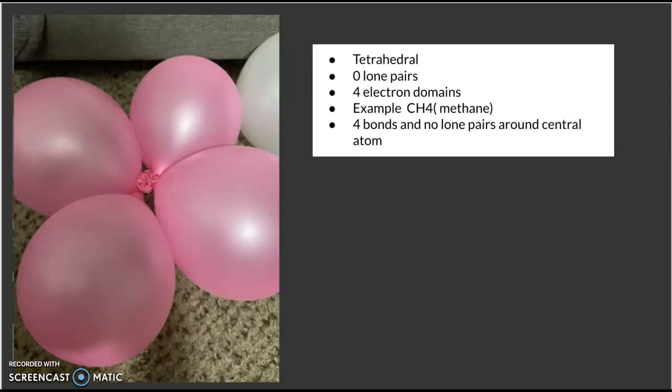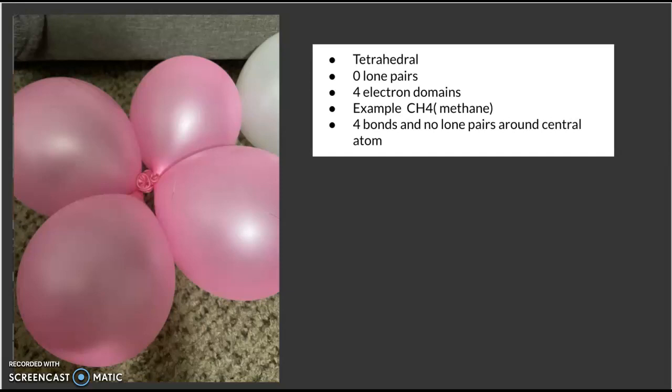Another example for this would be methane. Methane is CH4, and it is used in several different things. One of the most abundant examples would be barbecues and stuff like that. I'm vegetarian, so I don't usually use it, but you put it under the barbecue, you cook some stuff up. That's the most basic example. And then it does have 4 bonds and no lone pairs, and the 4 bonds are around the central atom.